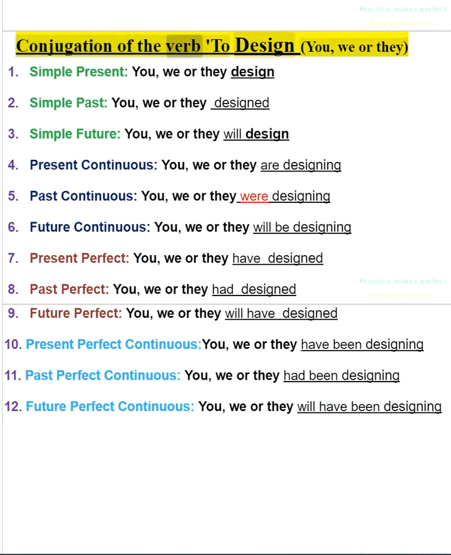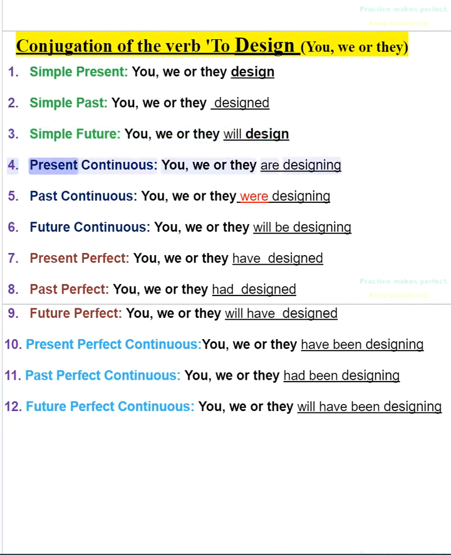Conjugation of the verb to design, you, we, or they. 1. Simple present, you, we, or they design. 2. Simple past, you, we, or they designed. 3. Simple future, you, we, or they will design.